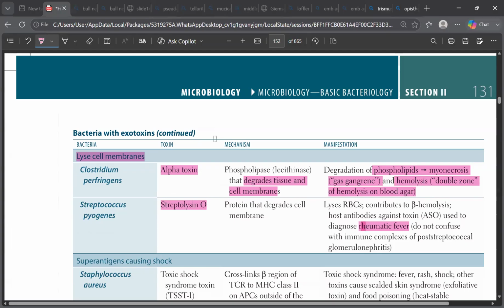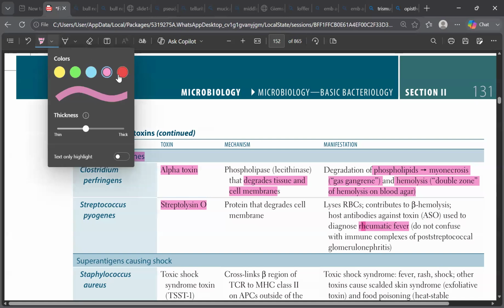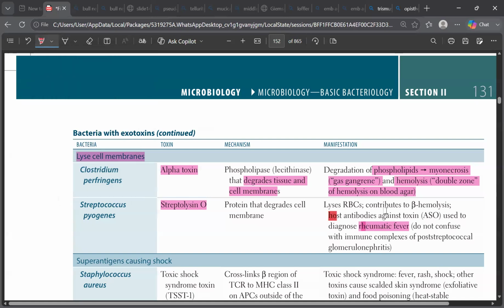This is particularly clinically important that these host antibodies against toxin, ASO, are used to diagnose rheumatic fever because it would be an antibody against streptolysin O, which would mean that there is streptolysin in the body, and you would detect that there is rheumatic fever, which is caused by Strep pyogenes.